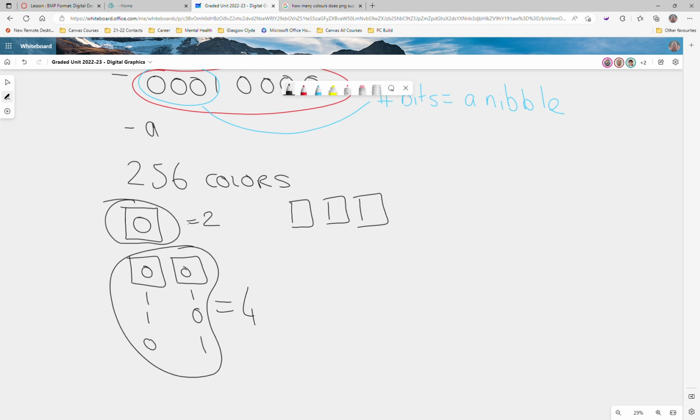Alright, let's try and do a logic here. You help me. So I've got 0, 0, 0. 0, 0, 1. 0, 1, 0. 1, 0, 0. 0, 1, 1. 1, 0, 1. 1, 1, 0. 1, 1, 1. 0, 0, 0. 1, 2, 3, 4, 5, 6, 7.